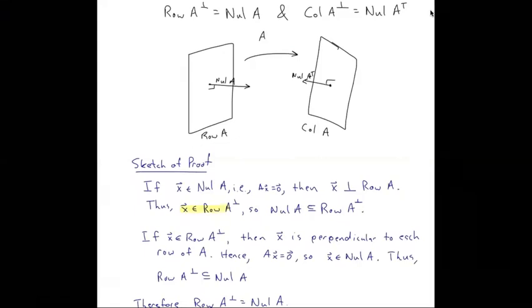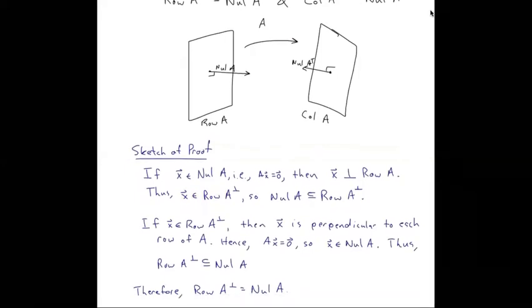And knowing that X is in the orthogonal complement of the row space of A tells us that, since X is an arbitrary element, the null space of A is a subspace of the orthogonal complement of the row space of A. It's a mouthful. Now, going the other direction.